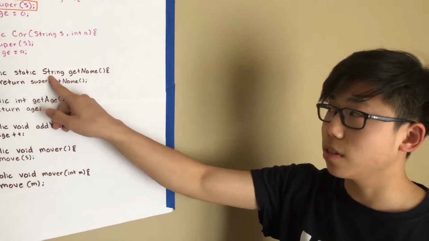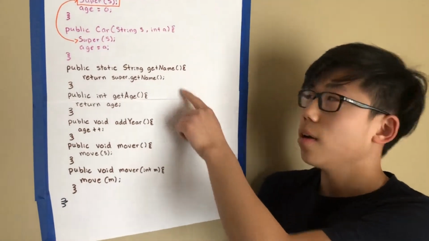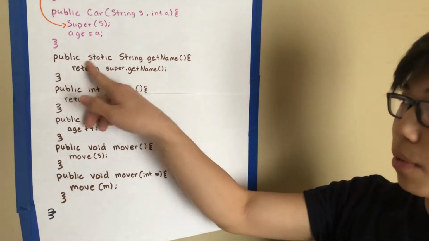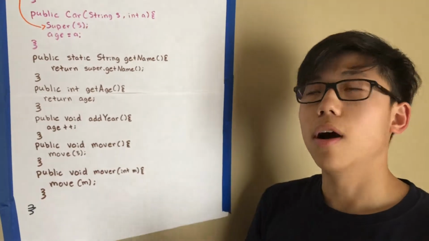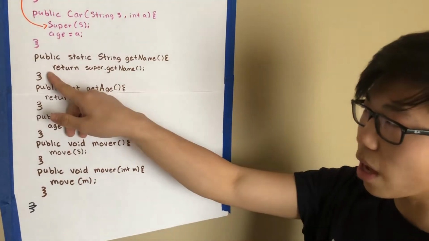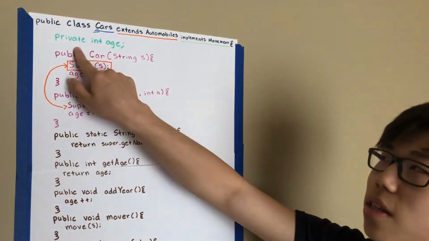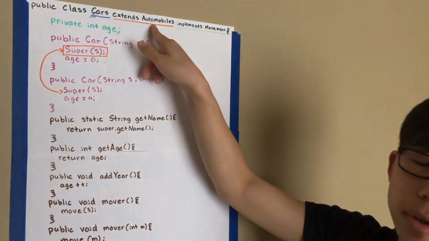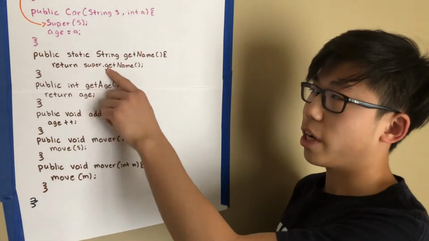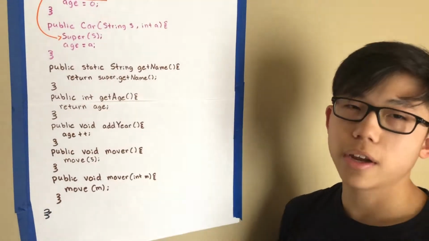You see here, this is the return type of the header, and this is the name of the header. Now, in this case, we have public static string getName. The use of this method is to return the name of this car. So it returns super.getName, since we personally do not own the name variable, but our superclass Automobiles does. So we call super.getName, and that'll return the name of the car.